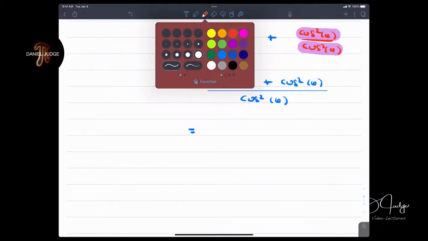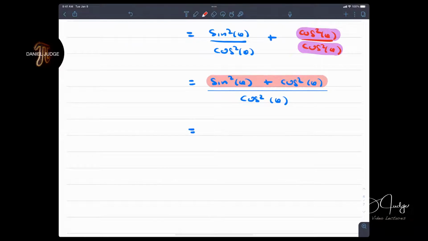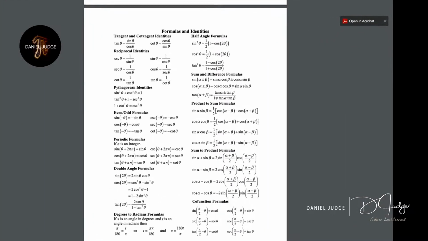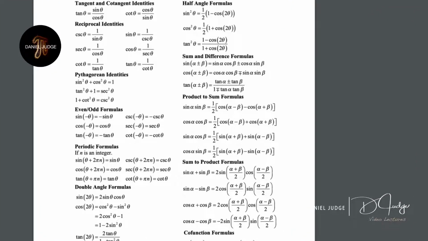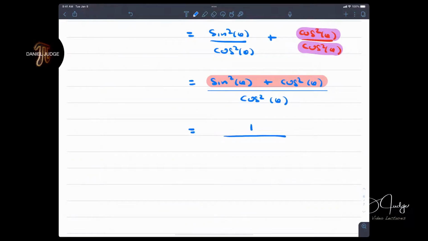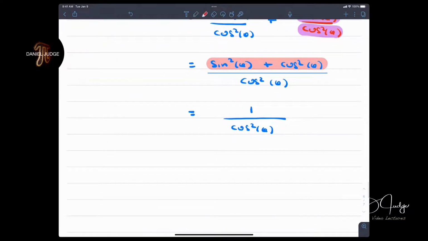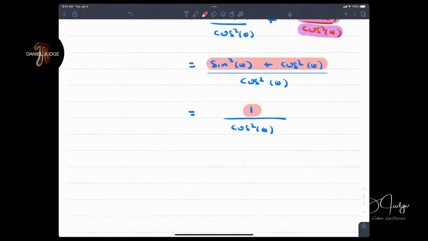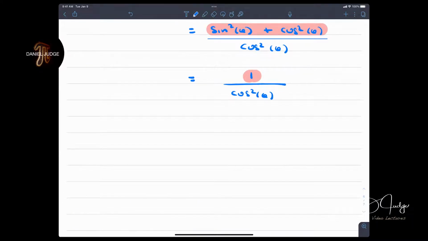So here's the idea. You say, wait a minute, I've seen this identity before. Go to the browser. The Pythagorean identity we just proved for you is that sine squared theta plus cosine squared theta is the value 1. So I can again replace this with 1 over cosine squared theta, because that's equal to 1. We've seen that on our identity list. It's one of the Pythagorean identities.